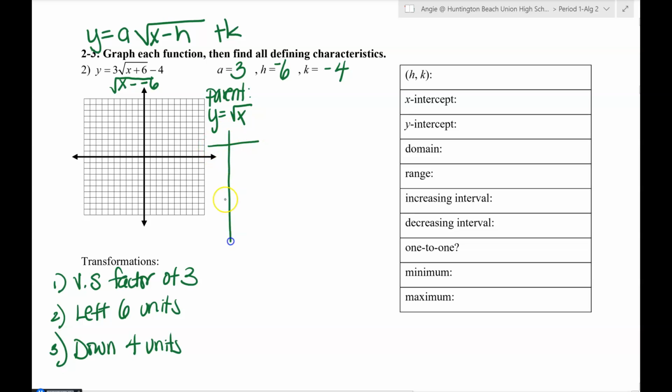Get 5 values in there. It is a square root function, so you want to use perfect square numbers, right? So 1, 4, 9, 16. Usually 5 values is more than enough. Then square root of 0 is 0. Square root of 1 is 1. Square root of 4 is 2, then 3, and 4.